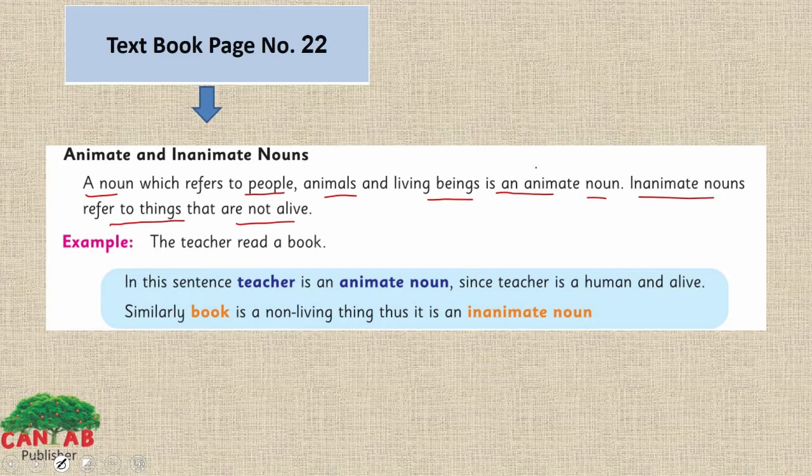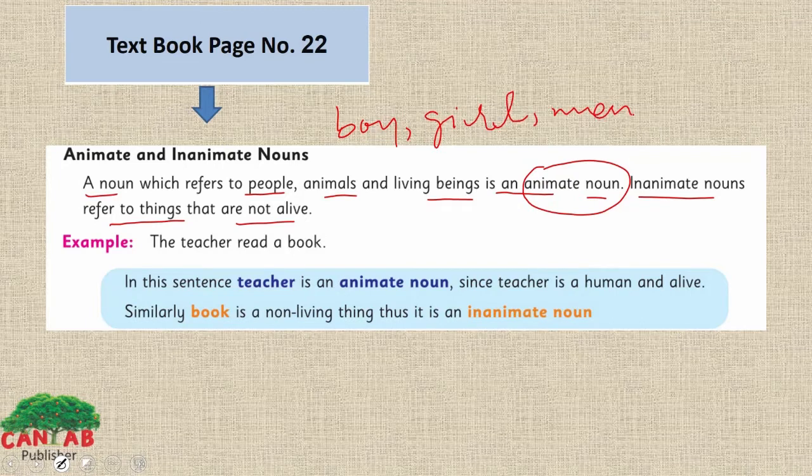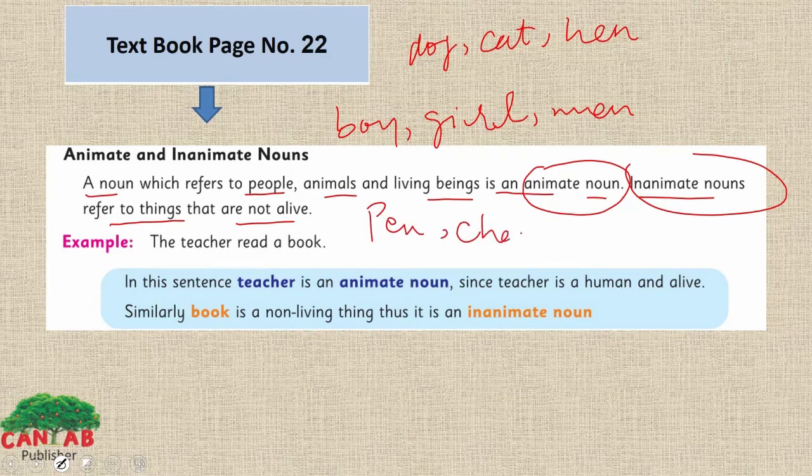Let's discuss the animate noun first. Animate nouns are the living beings, like people or animals. They are the living being who actually breathe, like boy, girl, man, animals like dog, cat, hen, etc. Whereas the inanimate nouns refer to things that are not alive, that are not living being, like pen, chair, table, door, etc. We have lots of example of it.